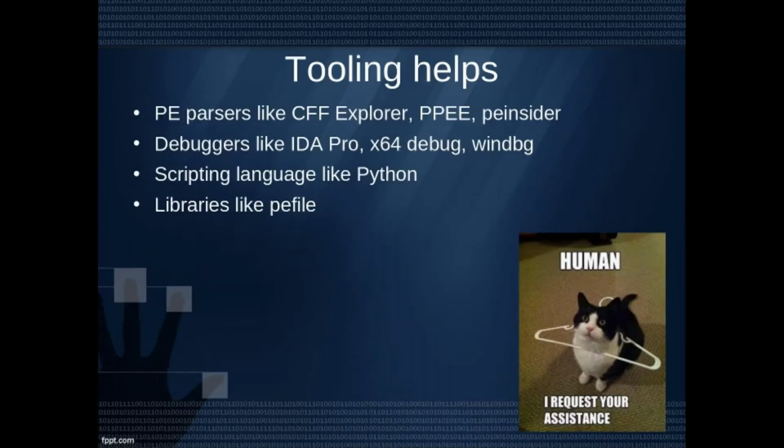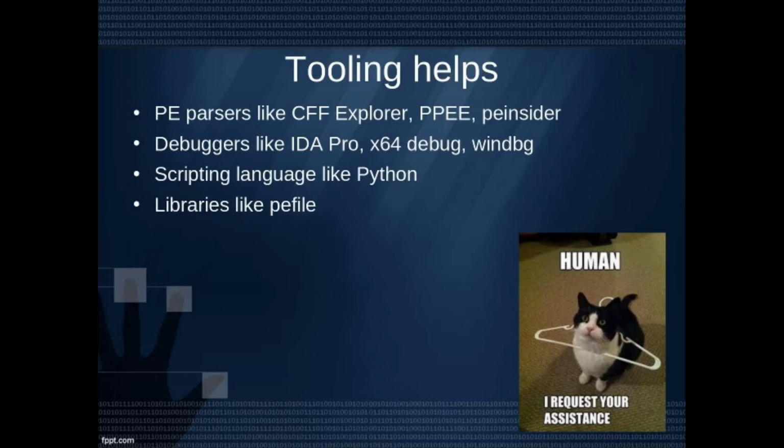So we're lucky in that there's a lot of tooling that helps us complete all of these analysis phases. We've got PE parsers that will show us specific fields in the exe, like time date stamps, checksums, whatever the case may be. So the popular one is CFF Explorer, which I'm going to be using. We've got PPEE, pronounced puppy, and PE Insider. Those are the 3 big ones.